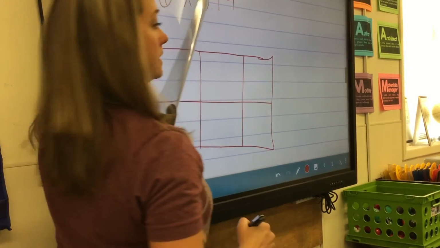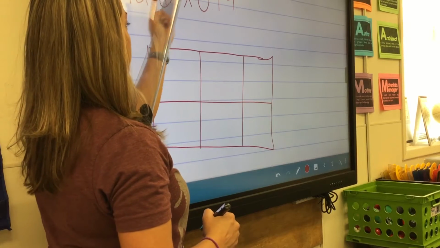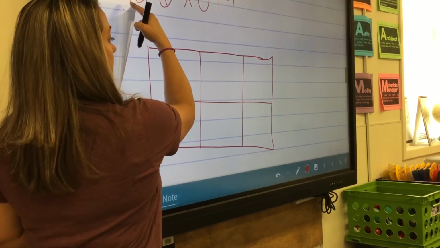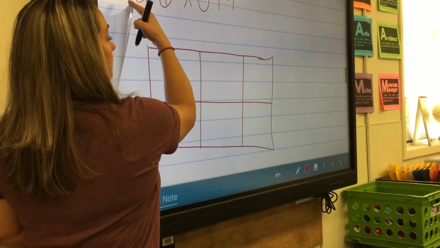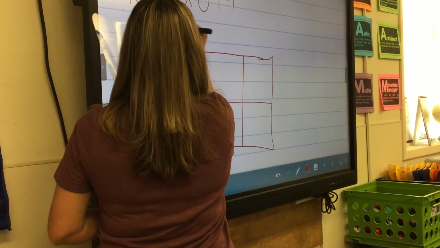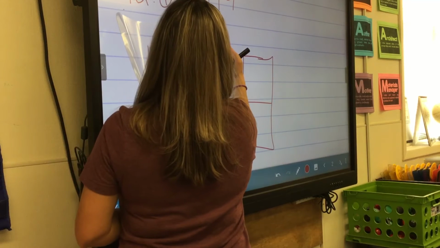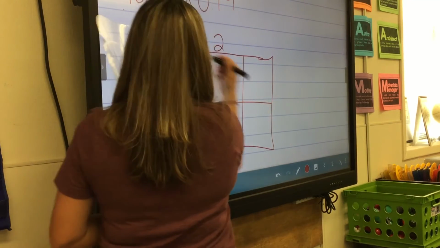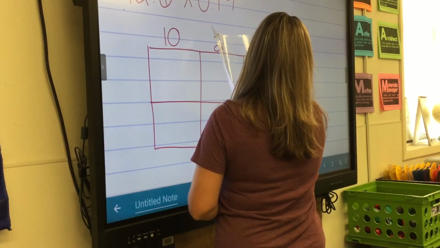So now I break this down. I have tens, ones, and tenths, right? So I break my tens down. How many tens do I have? 1. I have 1 ten, so it becomes 10. How many ones? 2. And how many tenths? 6. So this is going to be 0.6.